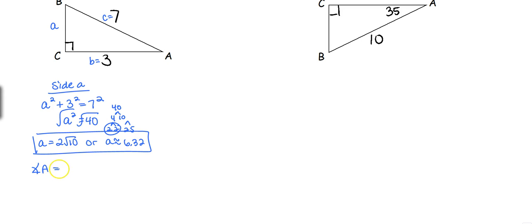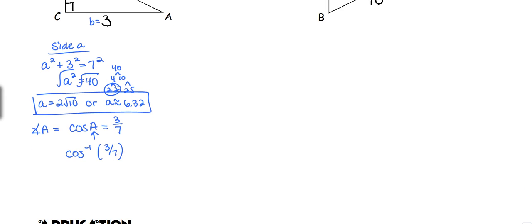Well, when I look at angle A, I have side length 3, which is adjacent, and my hypotenuse. So I think to myself, which trig function involves adjacent and a hypotenuse? That would be your cosine. So the cosine of my angle A is that adjacent side of 3 over the hypotenuse of 7. This tells me that I'm going to be solving for my angle measure. So I'm going to use my inverse cosine.